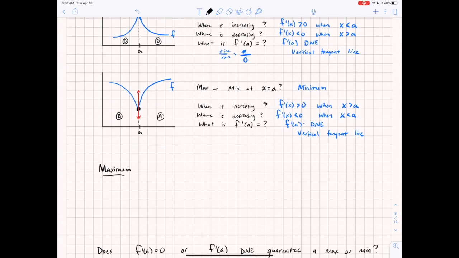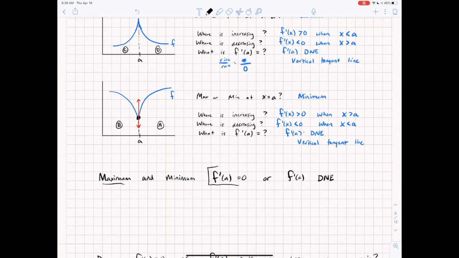That for my maximum and minimum, we found that the derivative at that value was either equal to 0 or f prime of that value did not exist. So in other words, does this give me a good enough outcome to guarantee that I'm going to have a max or a min, right? Does this give me a way to find them? And the answer to that question is no.